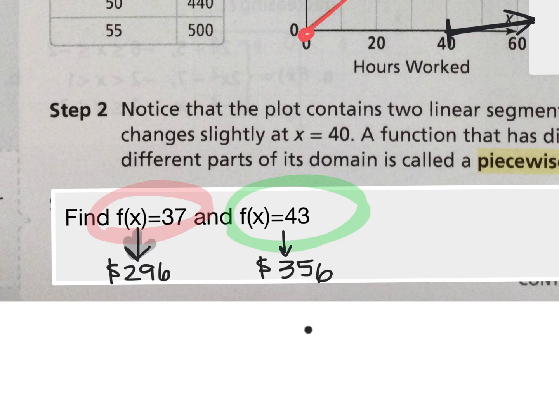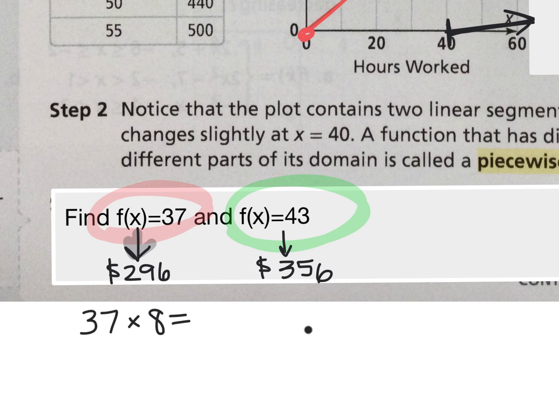So a quick explanation, I got these values by doing, the first one would have been 37 times 8 because 37 is less than 40 hours. So if I just multiply that by the rate of $8 an hour, that's going to give me $296.